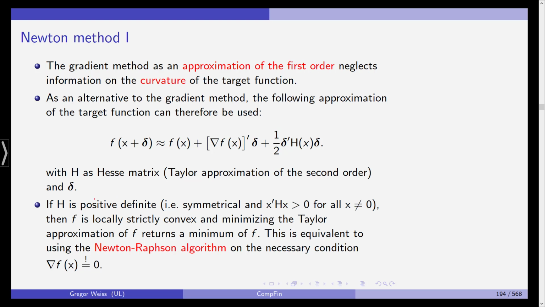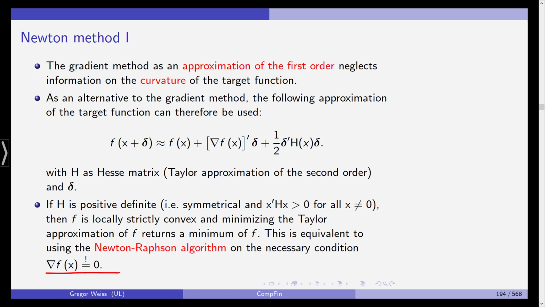So if the Hessian matrix is positive definite, that is, symmetrical, and if x transposed times H times x is larger than 0 for all non-zero vectors, then f is locally strictly convex, and if you minimize the Taylor approximation of f, it returns a minimum of f. So this is equivalent to using the Newton-Raphson method on the necessary condition that the gradient needs to be 0.